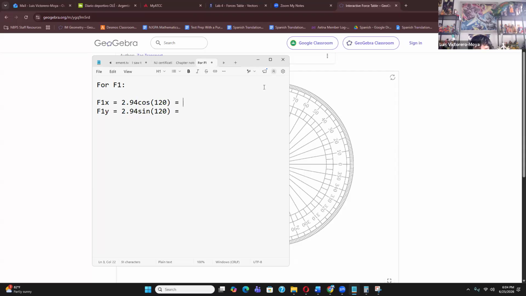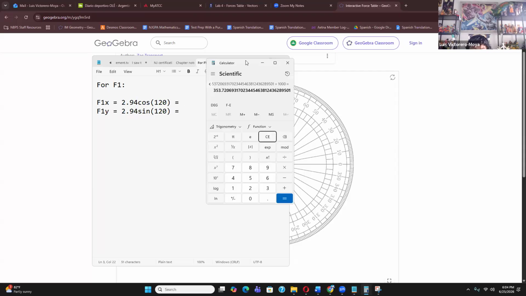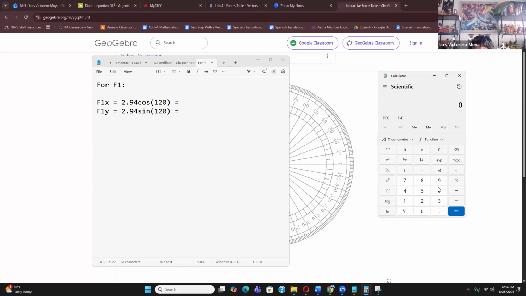Now look what's gonna happen now. Cosine of 120 is negative. Why is it negative? Because that means it's pointing to the negative direction, to a negative X. You will see what we're gonna do when we wanna find the resultant. Now for F1Y, 2.55, that's positive because it's on the positive Y, negative X, that's fine.